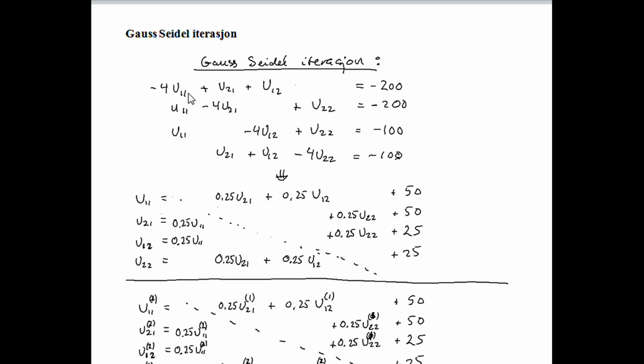For the problem we just analyzed, the Gauss-Seidel iteration is performed in the following way. We start with the first equation and express u11, the first unknown variable, by the other variables, like this. Next we take the second equation and express the second unknown variable by the other variables, like we have done here.